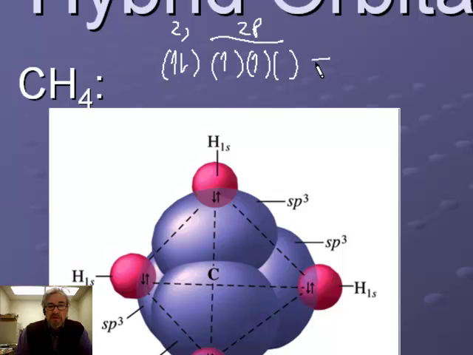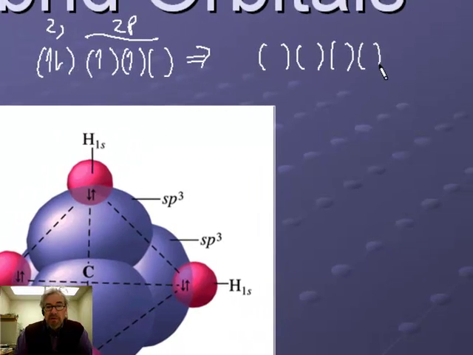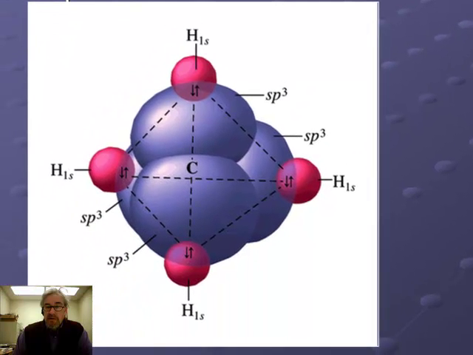After hybridization, I have sp3 hybrid orbitals, which requires 1s and 3 p's. So sp3 hybridization leaves no unhybridized orbitals behind. Each one of these electrons that was previously in an s or a p is now in a separate sp3 hybrid orbital. This allows overlap to 4 other atoms, and so carbon can bond to 4 hydrogens.